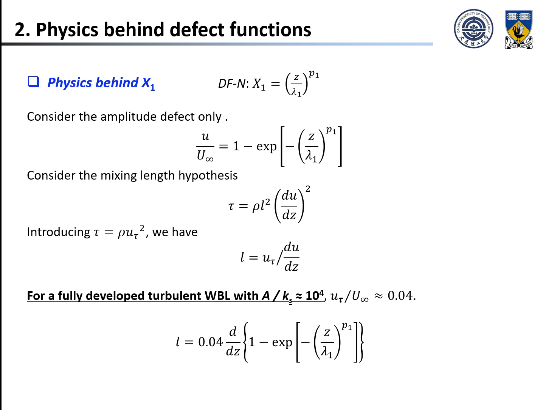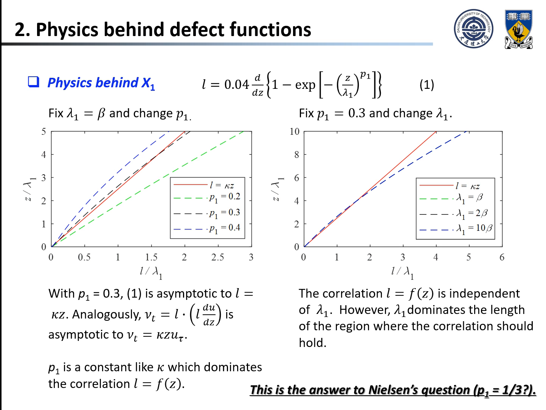The velocity is written with x1. Consider the mixing length hypothesis. For a fully developed turbulent wave boundary layer with A on k_s equal to 10 to the power 4, the ratio of U tau on U infinity is about 0.04. We will get the mixing length specified with x1. So we can find out how x1 works.